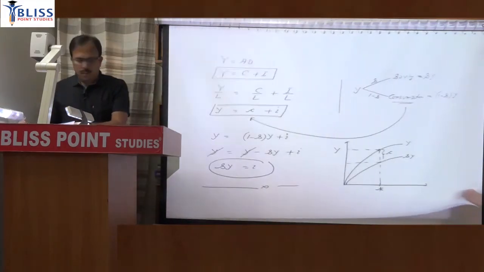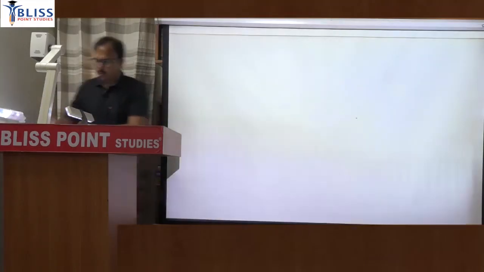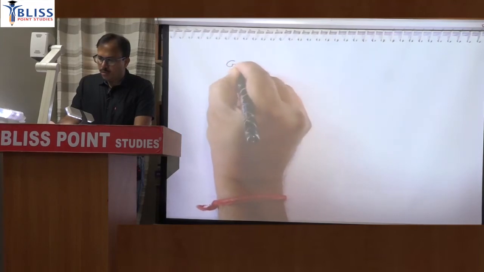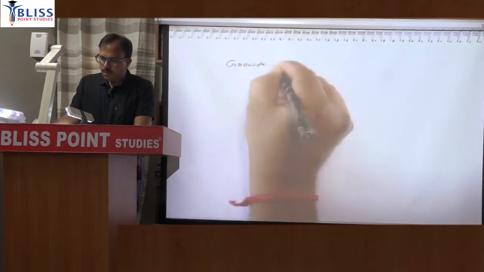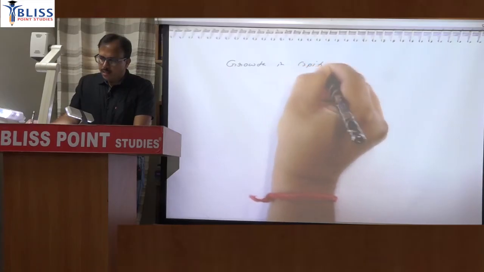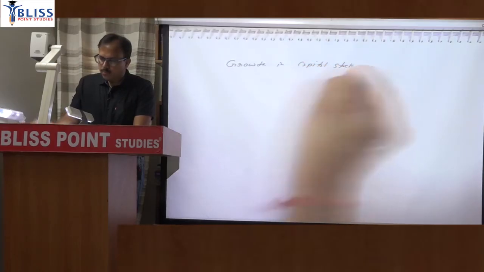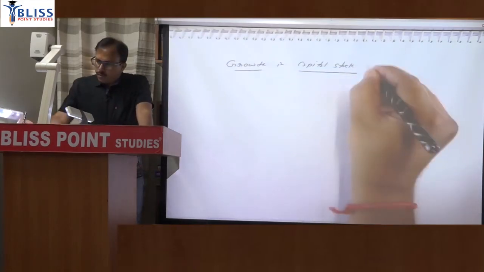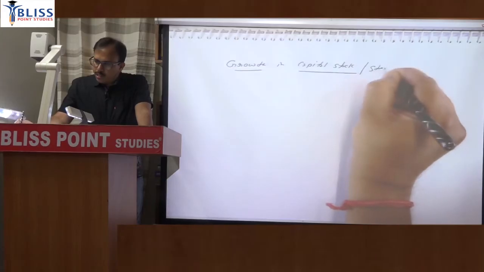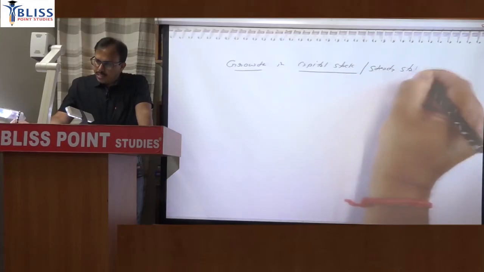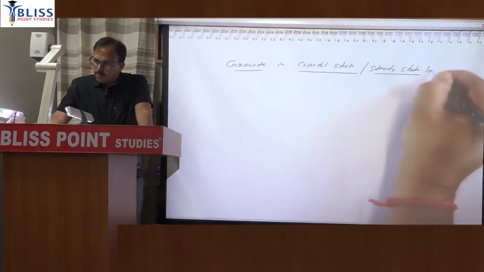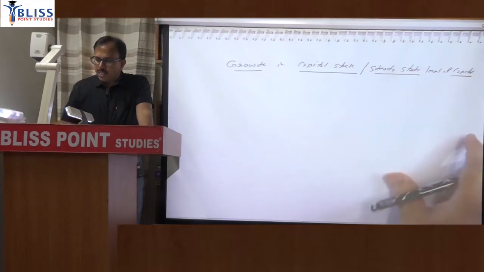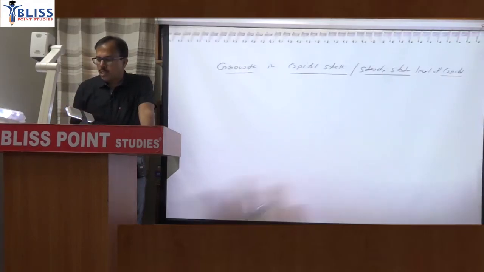So now come to the question part, and question part is basically growth in the capital stock. So here onwards you can say relevant or important part. Growth in capital stock, steady state level of capital. Steady state level of capital. Growth in capital stock or steady state level of capital.